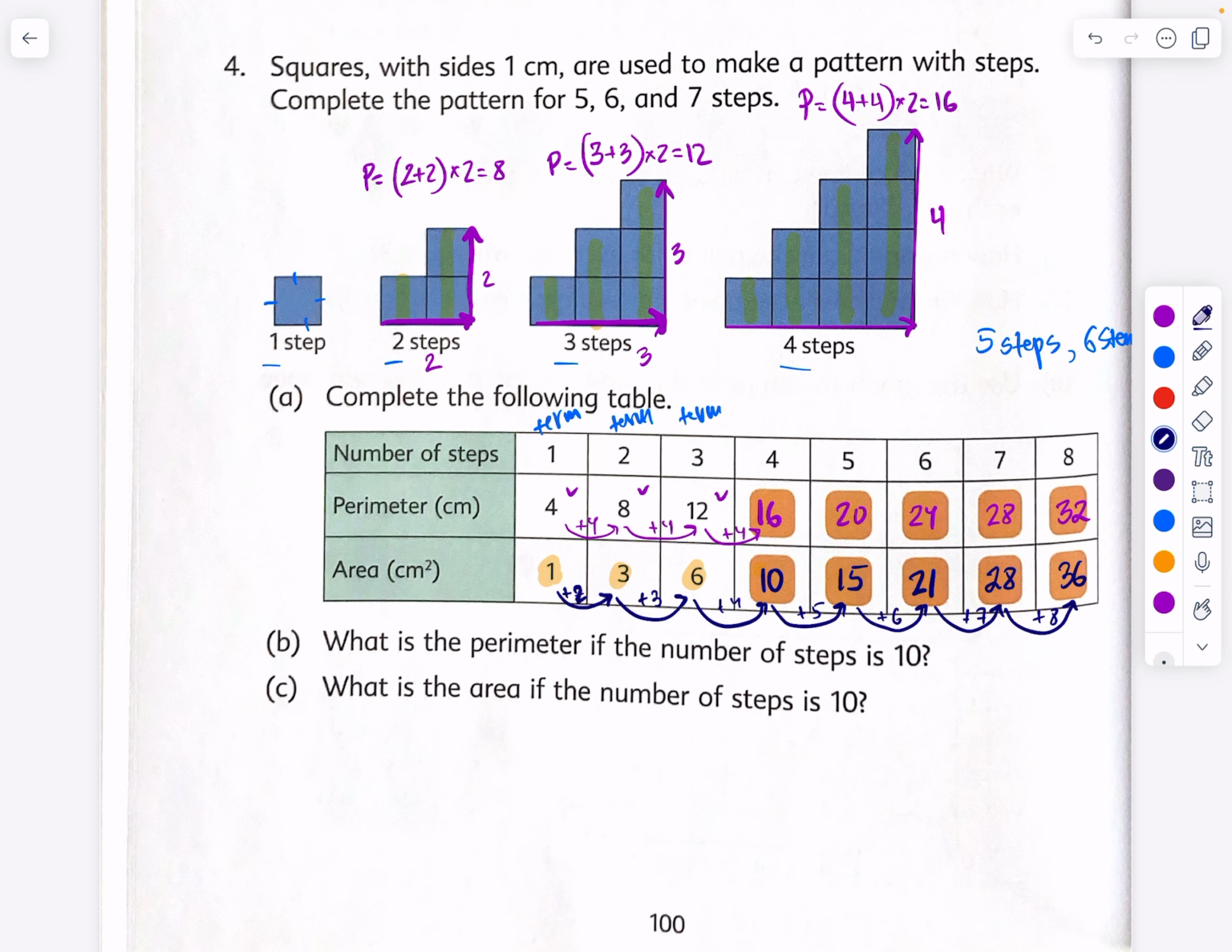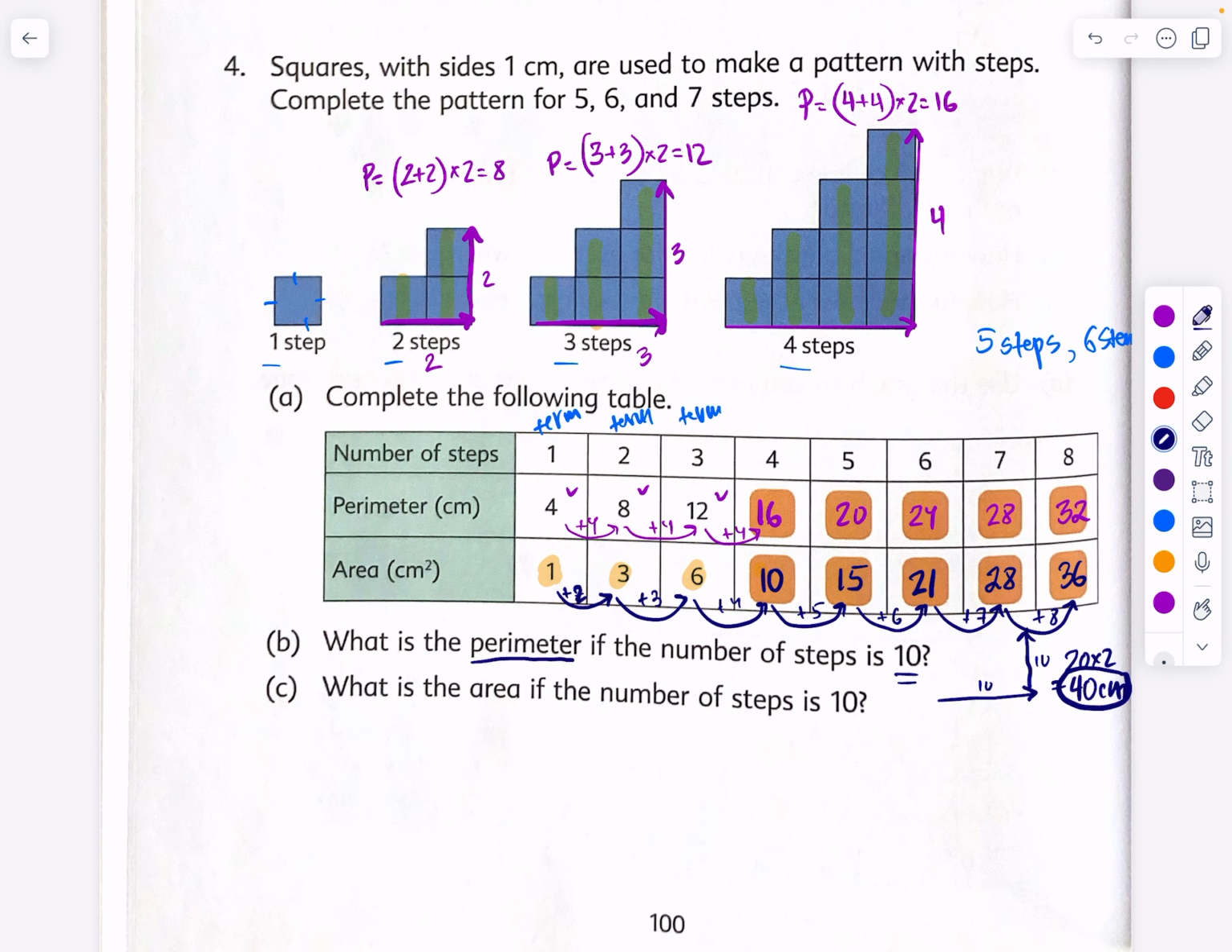So the next question is, what is the perimeter if the number of steps is 10. Remember how we calculated the perimeter. It will be 10 long and 10 high, which means it's 20 times 2. The perimeter will be equal 40 centimeters. So this is the perimeter.